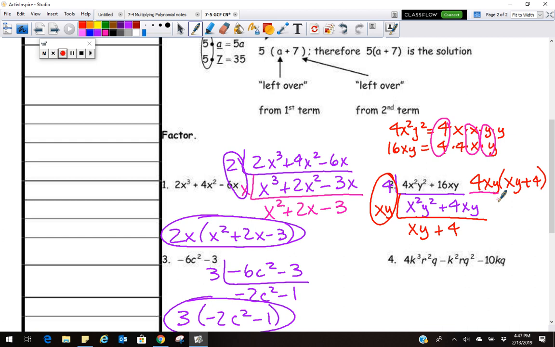The assignment, I've worked out a few problems on the assignment for you, so hopefully you can get through those. We'll talk about them in class as well.